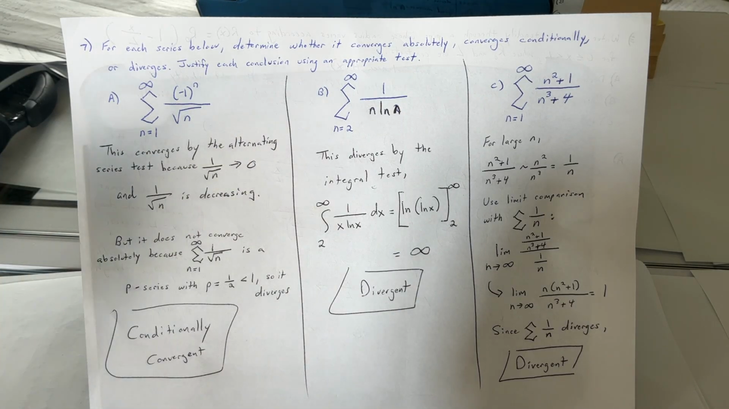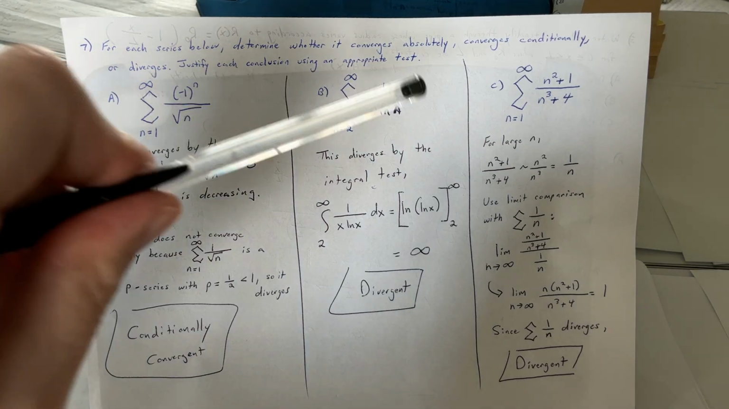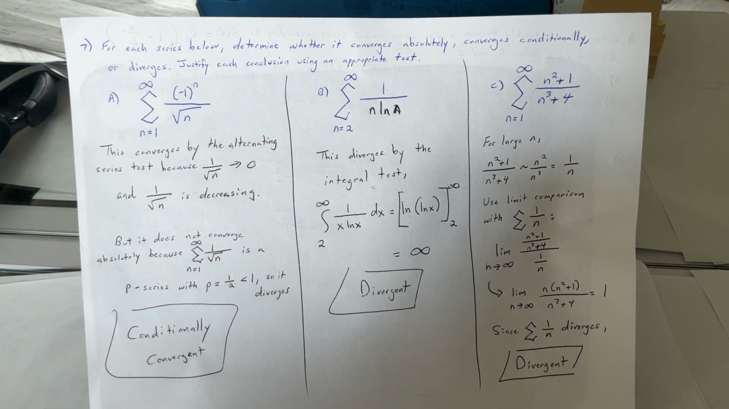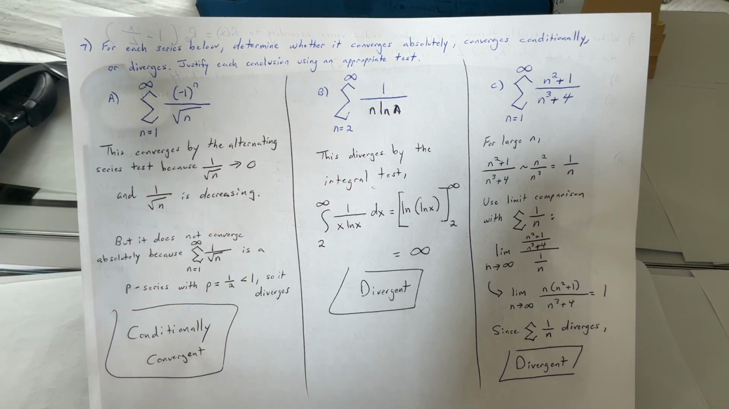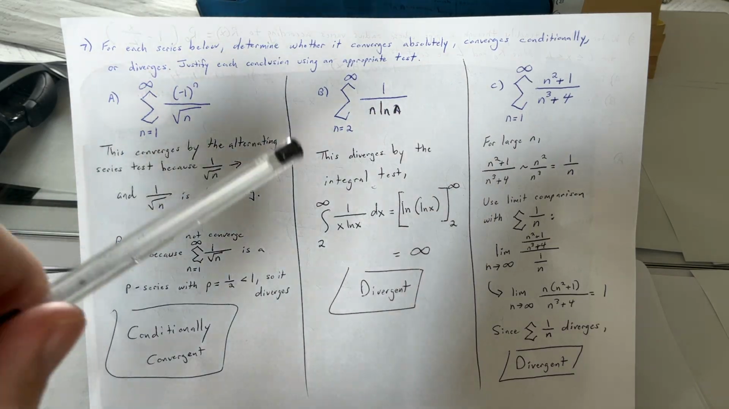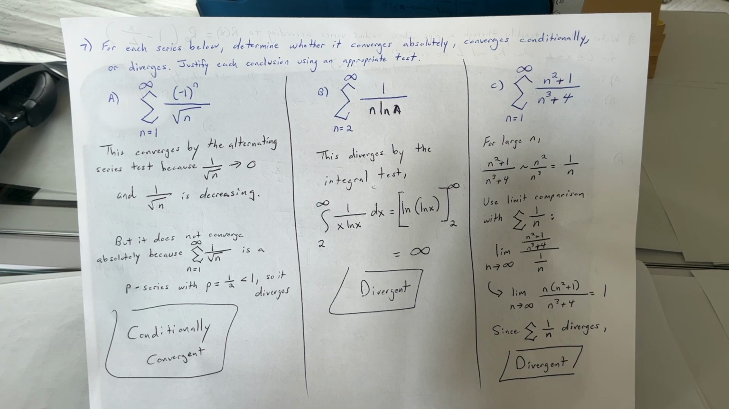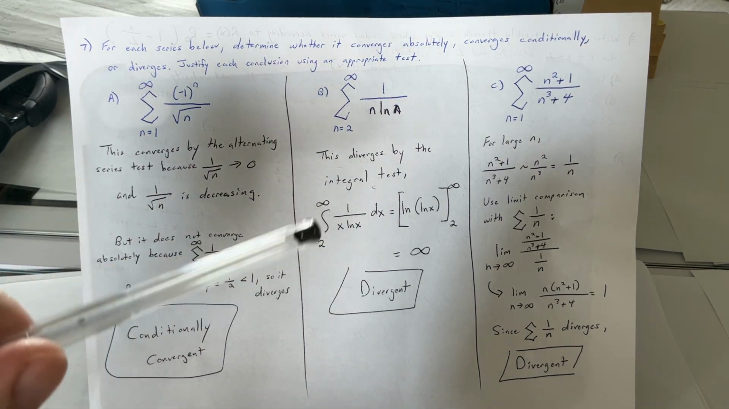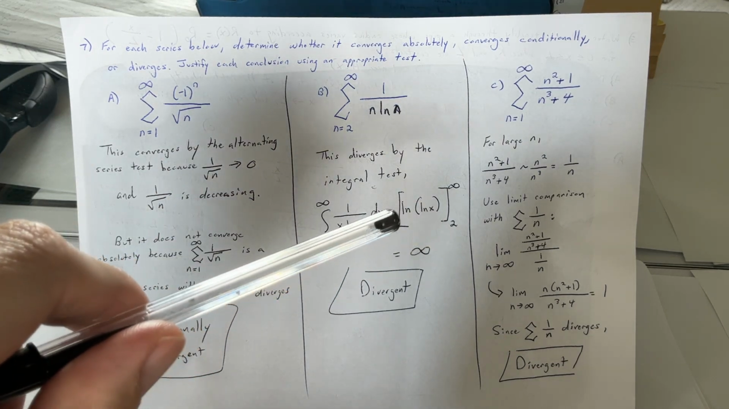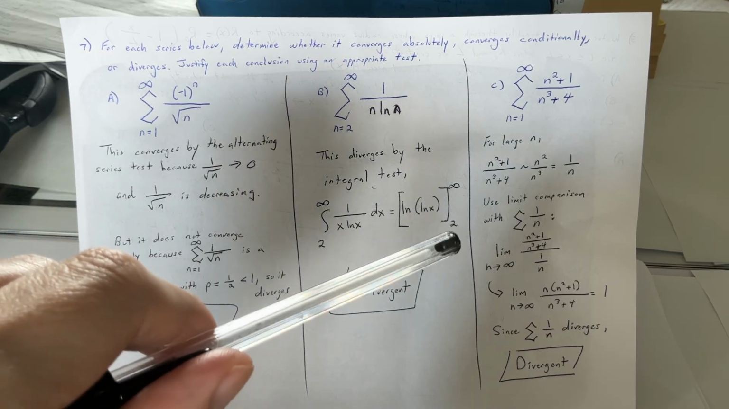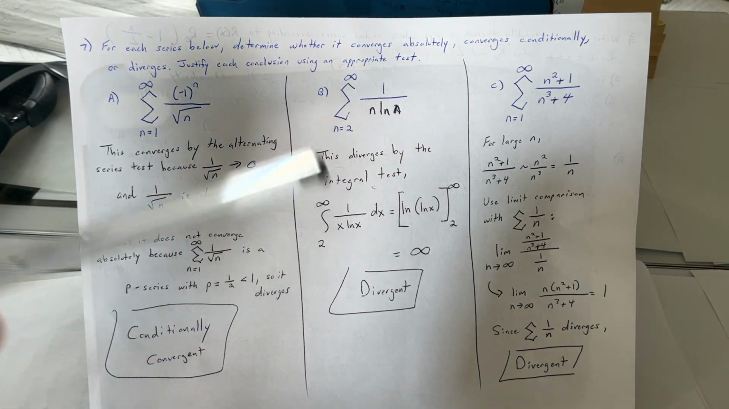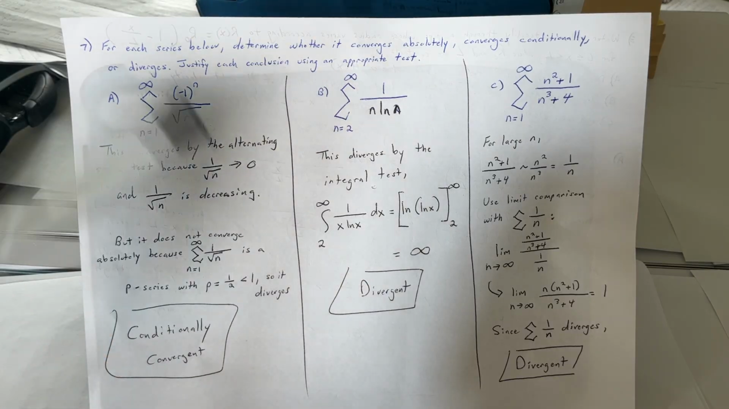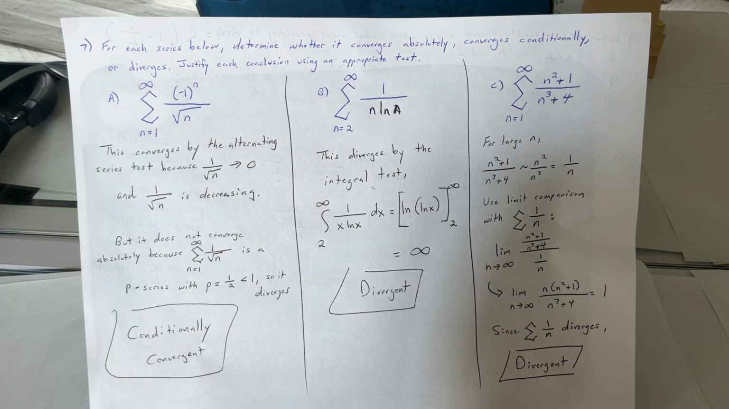Okay, for part B, here we have the sum from n equals 2 to infinity of 1 over n times the natural log of n. My apologies, that's natural log of n. So here, use the integral test for this one. This diverges by the integral test. You could do the calculus here. When you integrate this, natural log of the natural log of x from 2 to infinity, after performing the computation, that comes out to infinity, so that diverges, it's divergent.